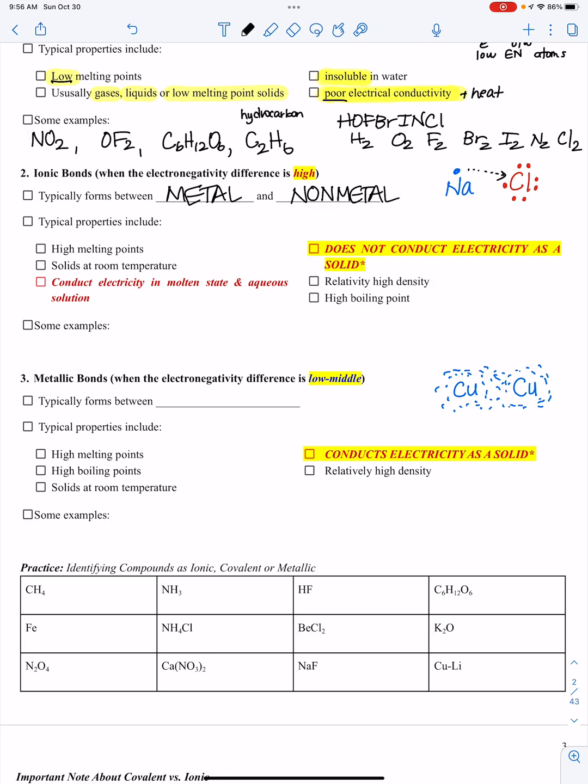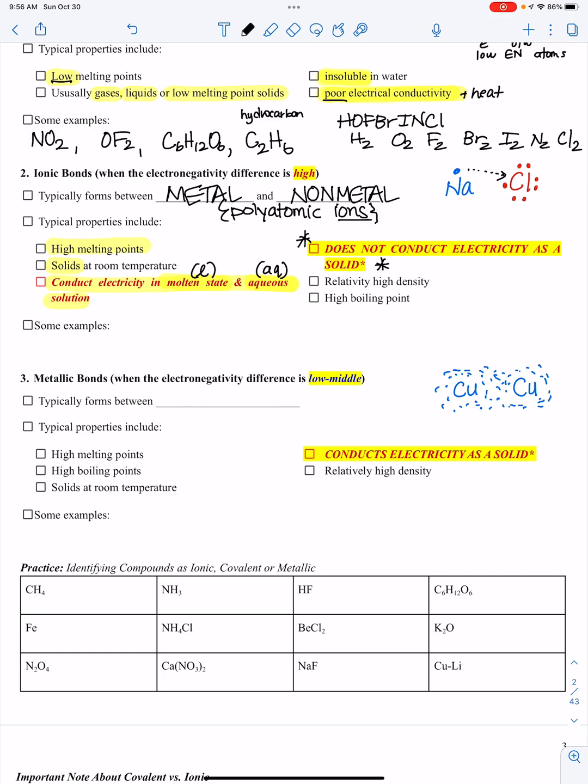We could also see polyatomic ions kind of sneak in there. Remember ionic compounds? Typical properties are high melting points, solids at room temperature, and they conduct electricity in molten and aqueous solution. Molten means as a liquid, aqueous means AQ, that it's dissolved in water. This is the most important property for us. Ionic compounds do not conduct electricity as a solid.